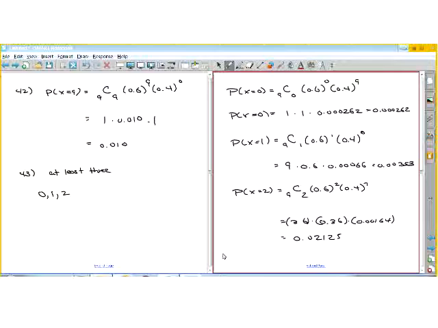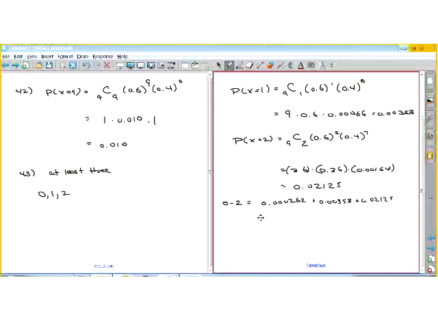0.02125. Okay, so to do 0 through 2, you just add them up. So you'd have 0.000262. That's this one here. Then 0.00353. And then the last one is 0.02125. We'll add those three numbers together, and you get 0.0250.